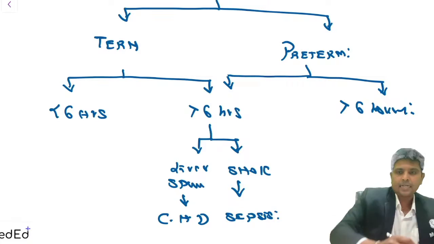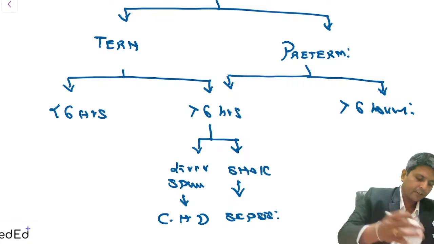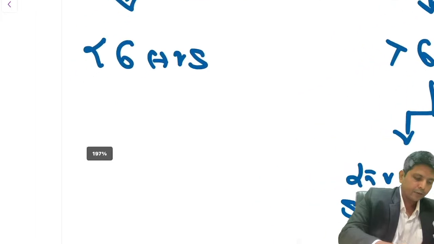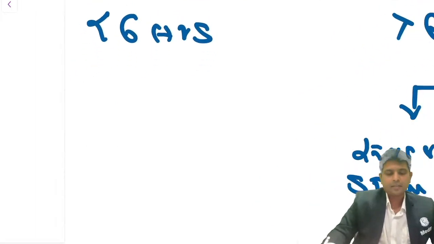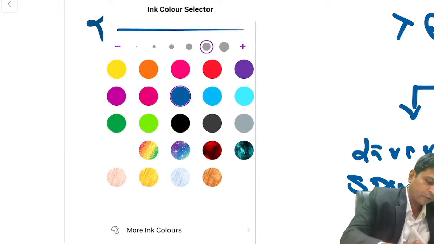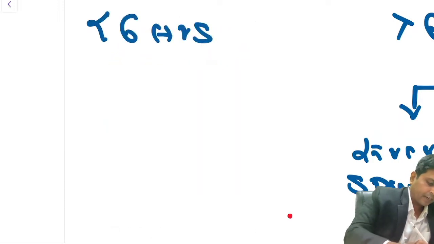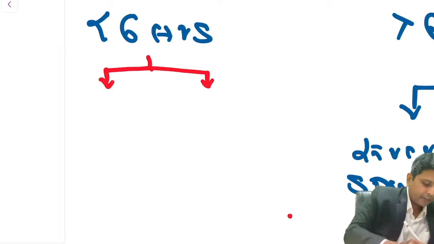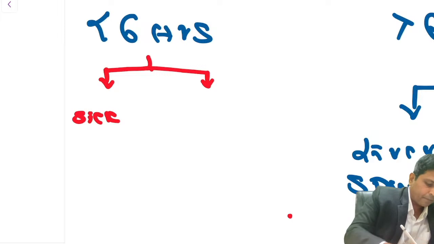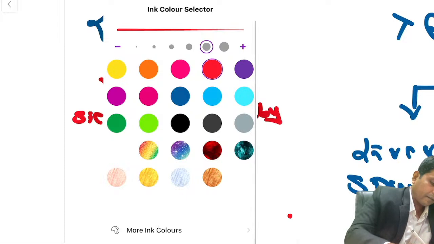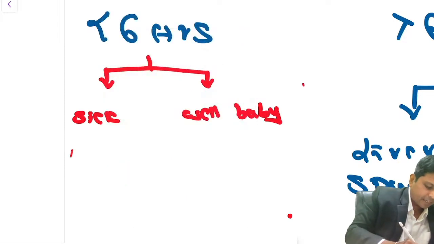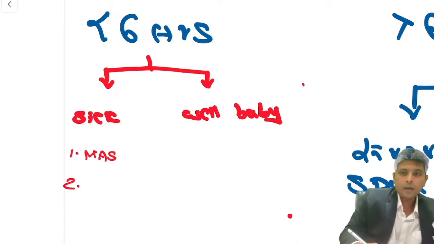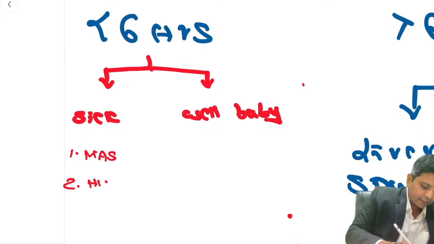And in a term baby, if it is less than 6 hours, what are all the differential diagnoses that you can offer? Term baby less than 6 hours, then you need to see whether it is a sick baby or a well baby. If it is a sick baby, either it can be due to meconium aspiration syndrome or it is a case of HIE stage 2.